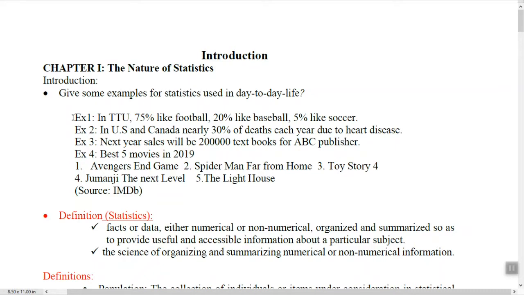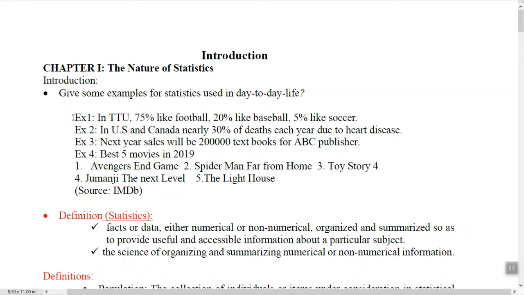So when you read this, you can see that 75% of TTU students like football, 20% of students in TTU like baseball, and 5% of TTU students like soccer. So this is one way to show or explain a summary of a result by using statistics in a statistical way.